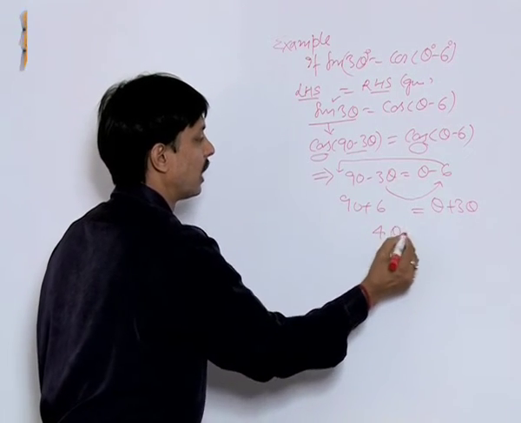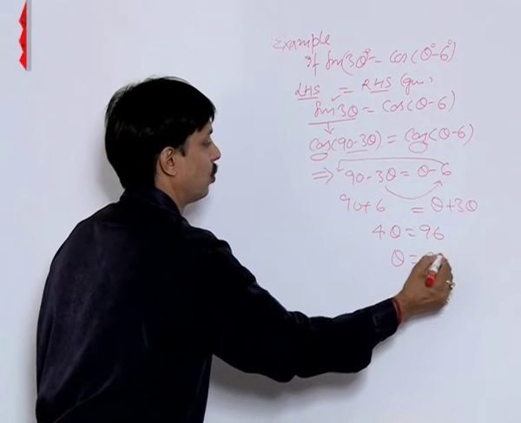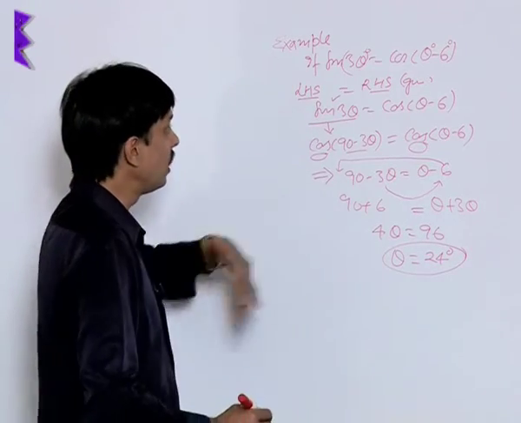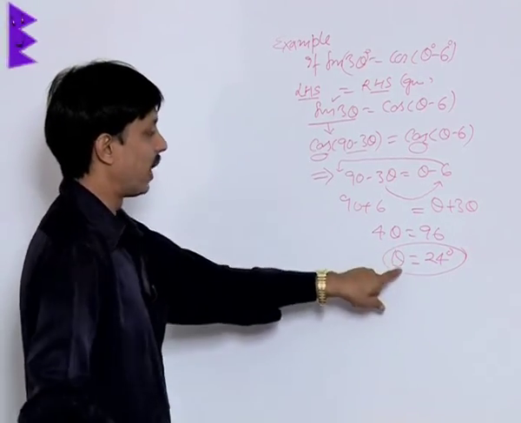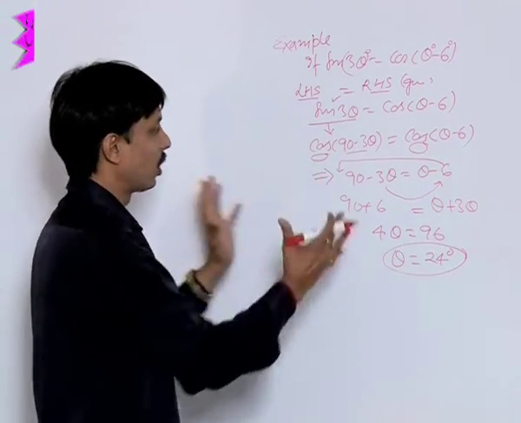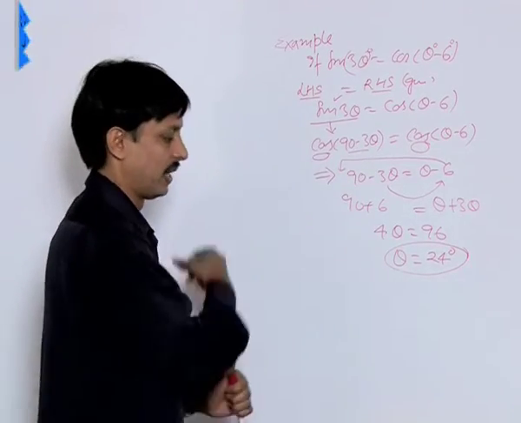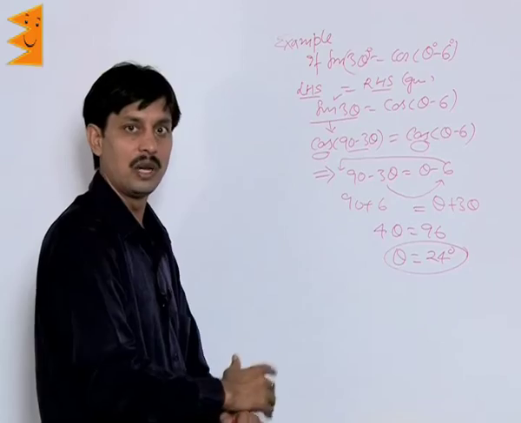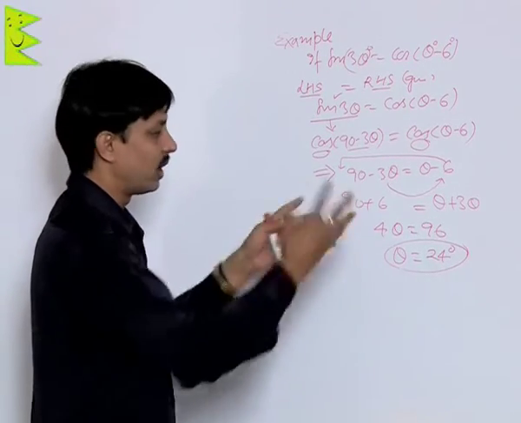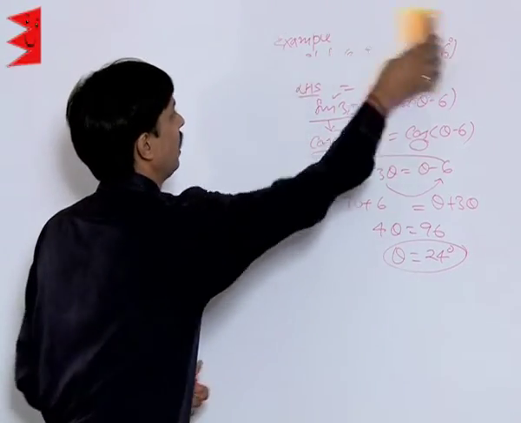So, 4 theta is equal to 96, which means theta is equal to 24 degrees. Hence, we may be required to find the value of theta under the given relation, where complementary angles or something else may be required to apply. Now, I am taking one more example where the standard table and complementary relations are required to make a good combination.